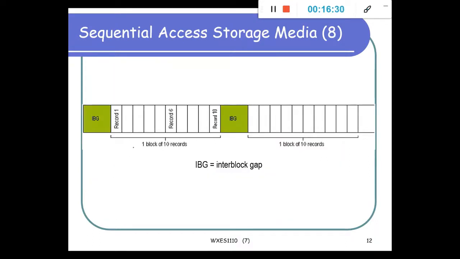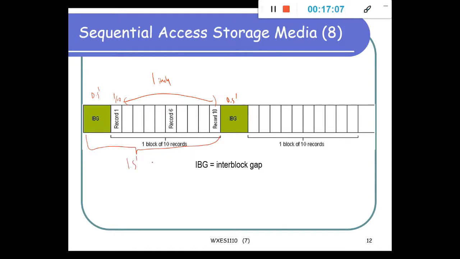Here you have the IBG, which is still 0.5 inch, and the block of records is 1/10 times 10, which takes about 1 inch. The IBG is still half an inch long. So this will take about 1.5 inches.